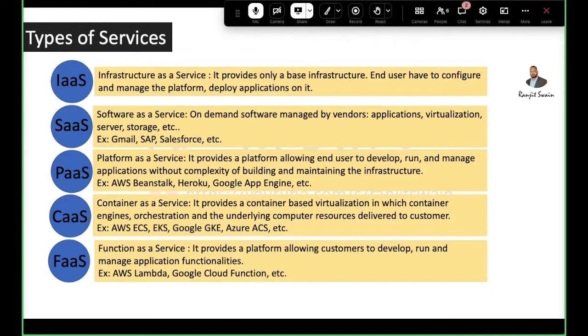Next one is FaaS, Function as a Service. It provides a platform allowing customers to develop, run and manage application functionality. It's a kind of API. You just use their functions or APIs in your application. These are named AWS Lambda, Google Cloud Functions and so on. I'll show you all these in our classes, why to use AWS Lambda, why to use Google Cloud Functions and all. So just remember, this is being used for that.